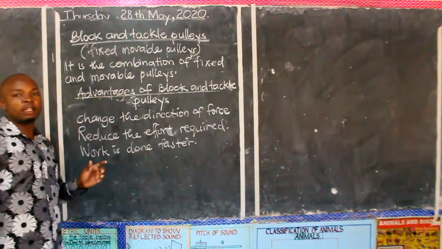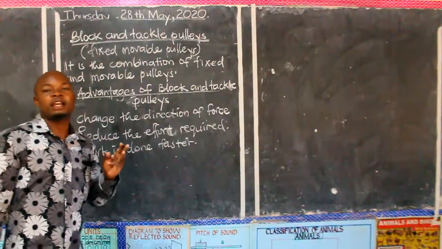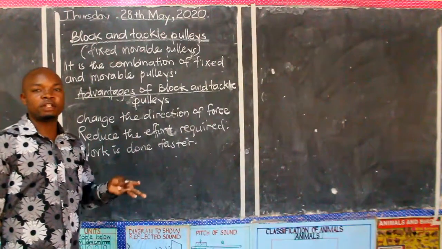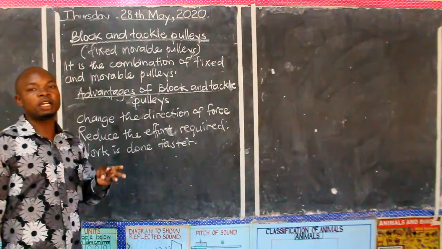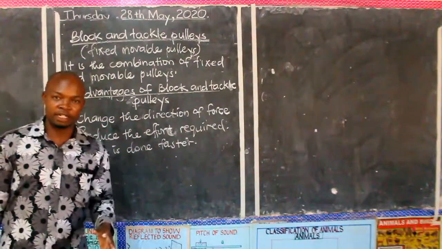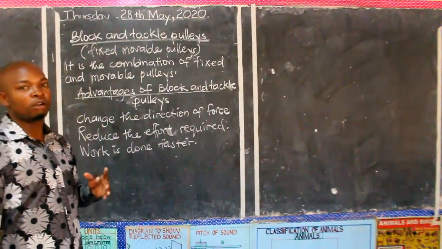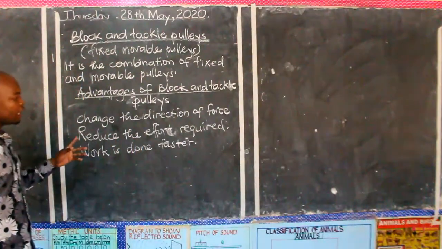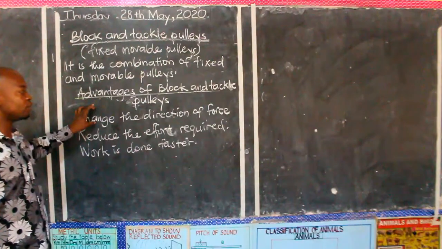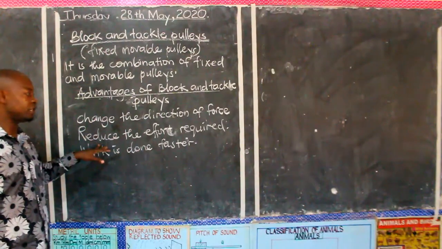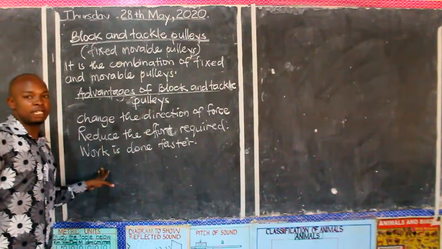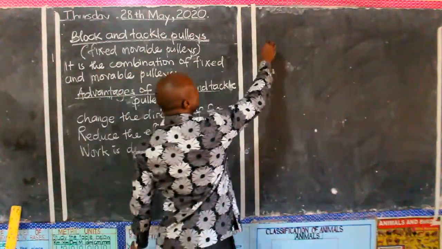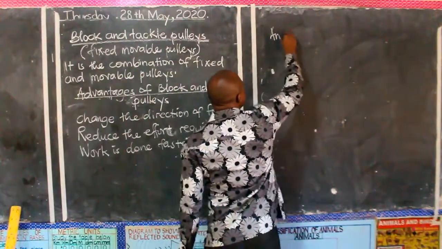You should always identify advantages of single movable pulleys, advantages of single fixed pulleys, and here we also see advantages of block and tackle, call them fixed movable pulleys. We have said: one, change the direction of force; two, reduce the effort required; and three, work is done faster. Okay, let us have an illustration here.